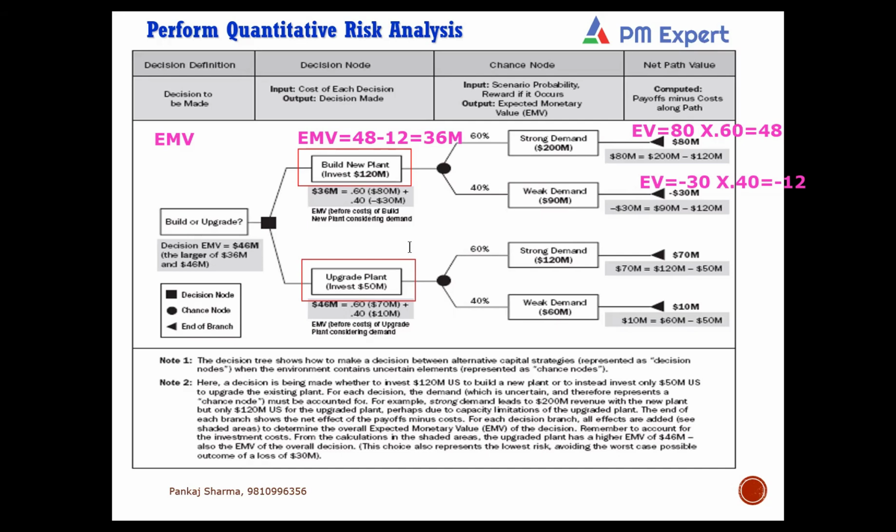Now, when I teach this, some people ask me, how did you get these numbers? 60%, 40%, 200 million, 90 million. How did we arrive at these numbers? First of all, all these numbers are expressed in terms of present value. This is based on the demand over multiple years or multiple months, so we have created a present value. All these are present values.